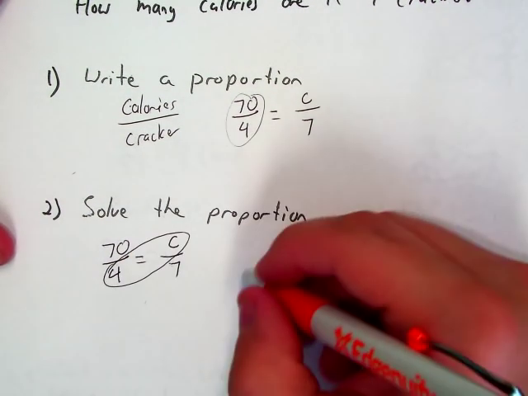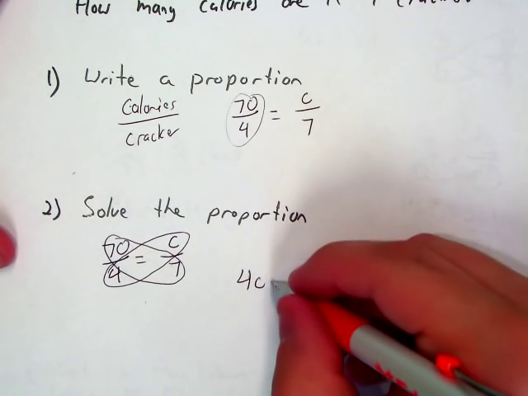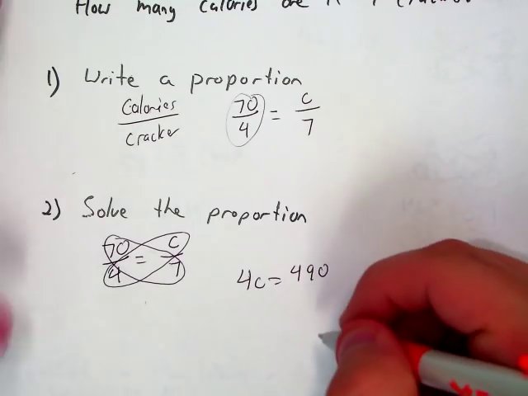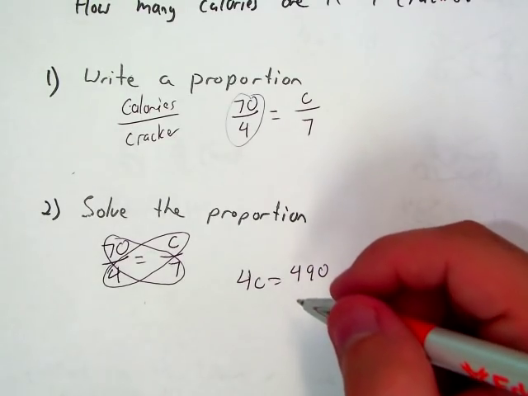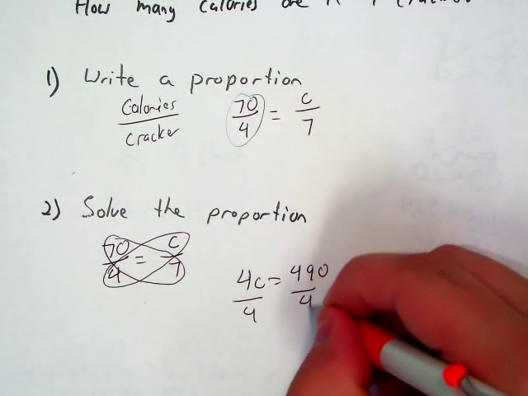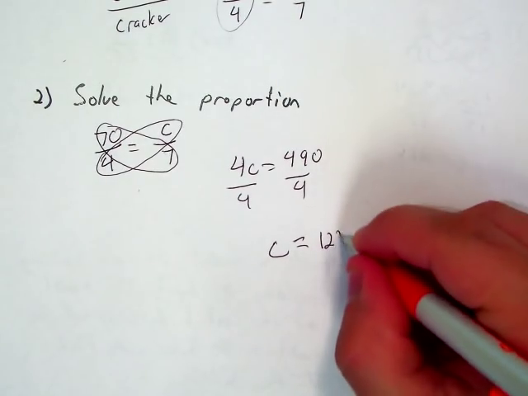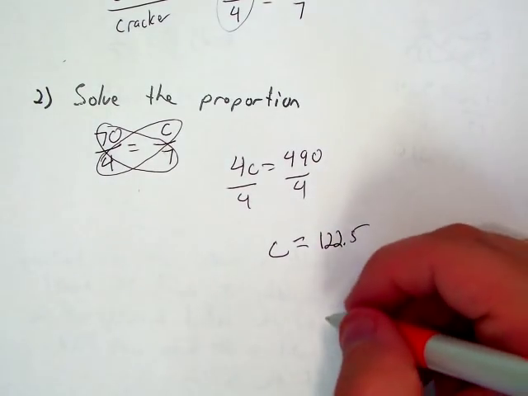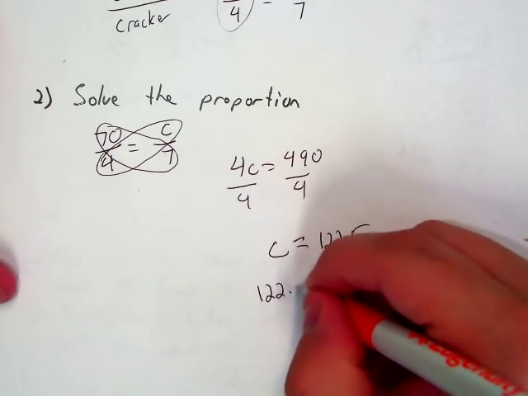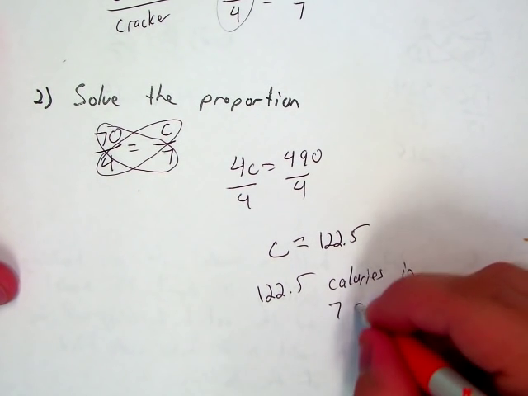Use cross product, so 4 times C is 4C, and 70 times 7 is 490. Now to get C all by itself, I want to divide both sides by 4. And if I do that, I will find out that the number of calories in 7 crackers is 122.5. So there are 122.5 calories in 7 crackers.